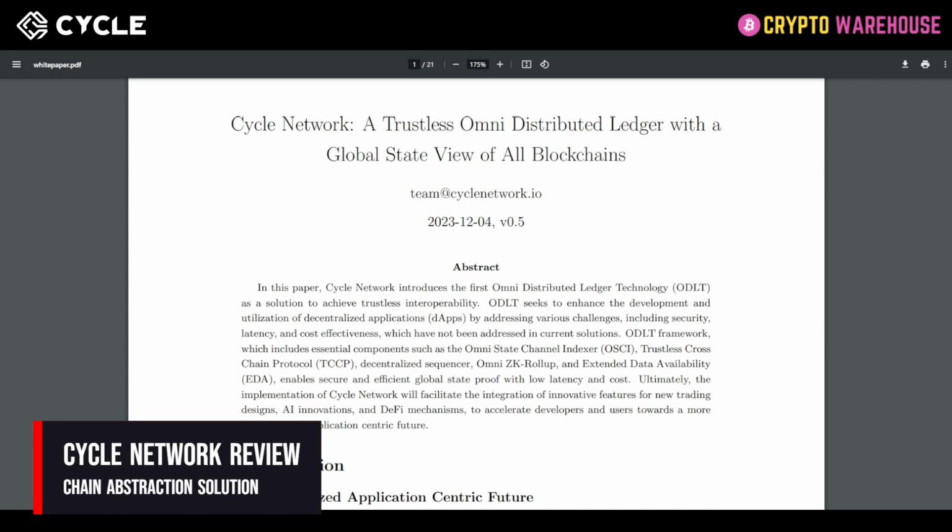Now, the white paper of Cycle Network is not for the faint-hearted, but it goes into a massive deep dive into how everything works. In the world of interoperability, it goes into ZK rollups. It gives you examples of how various different people can interact with different blockchains. It is worth a read, but make sure you have plenty of time to sit down and try to fully understand what they are trying to do here.